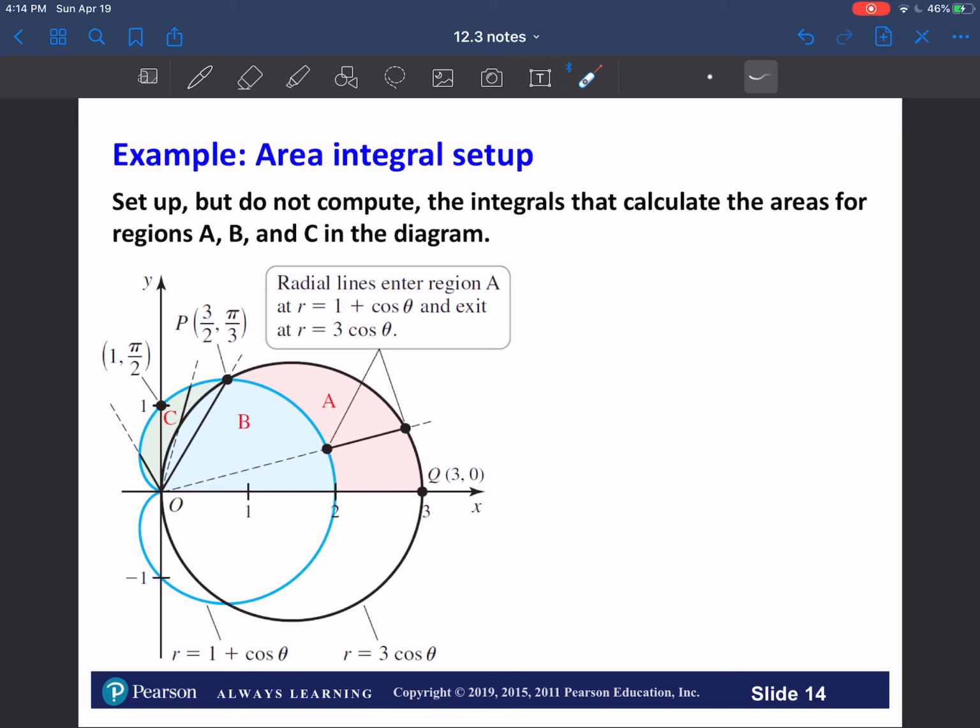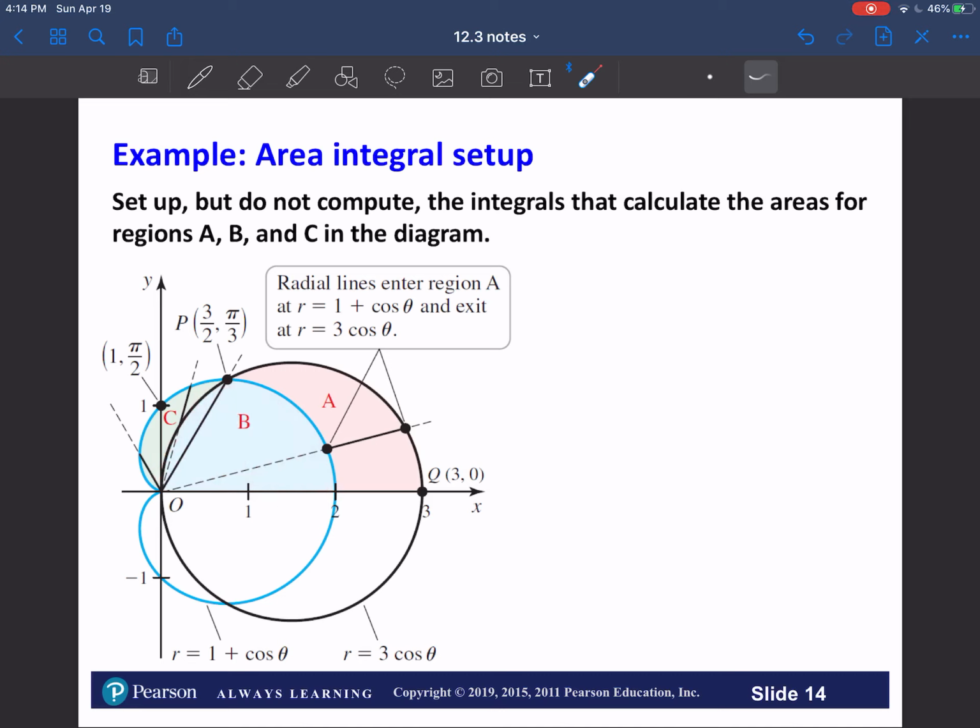All right, so now we're going to do another area calculation. The idea here is that we are going to need to find the area of region A, region B, and region C.